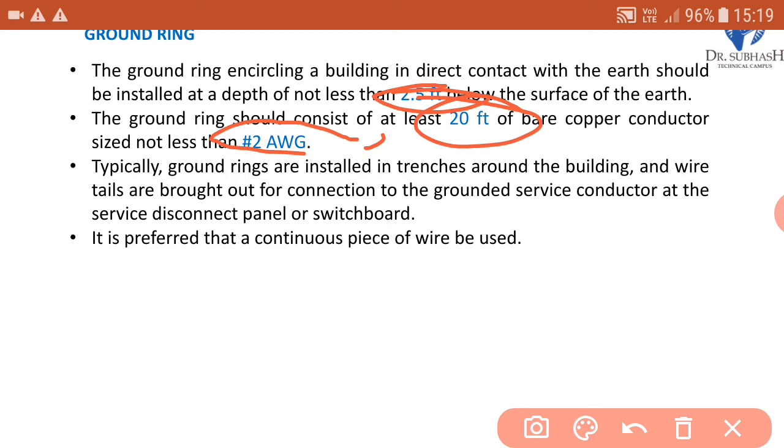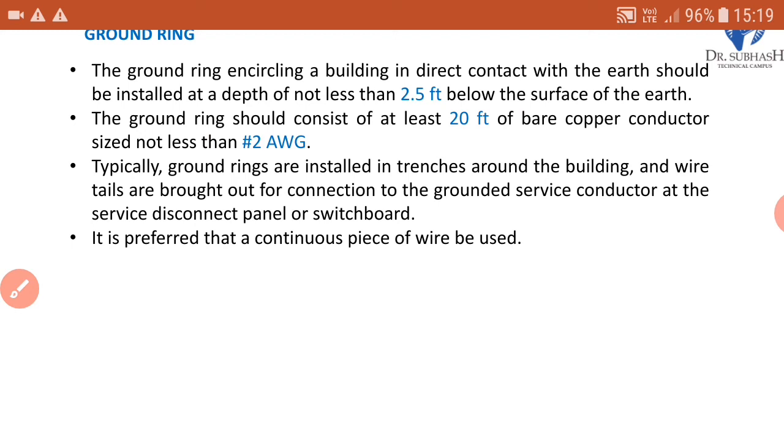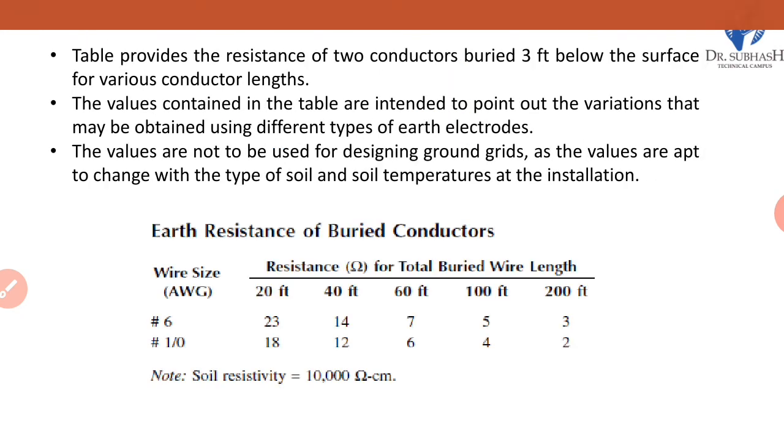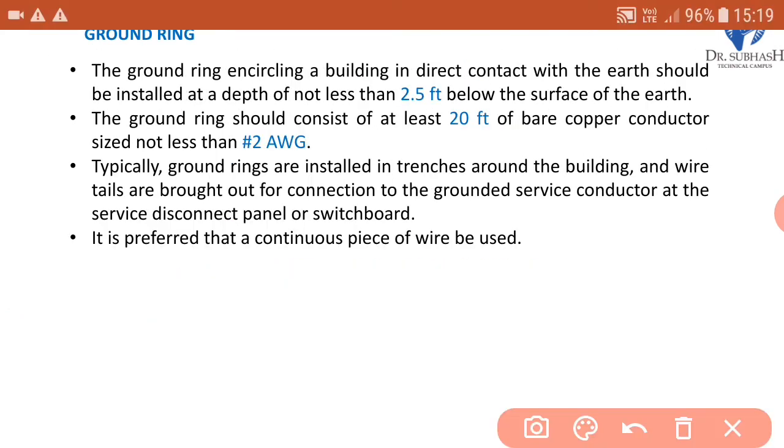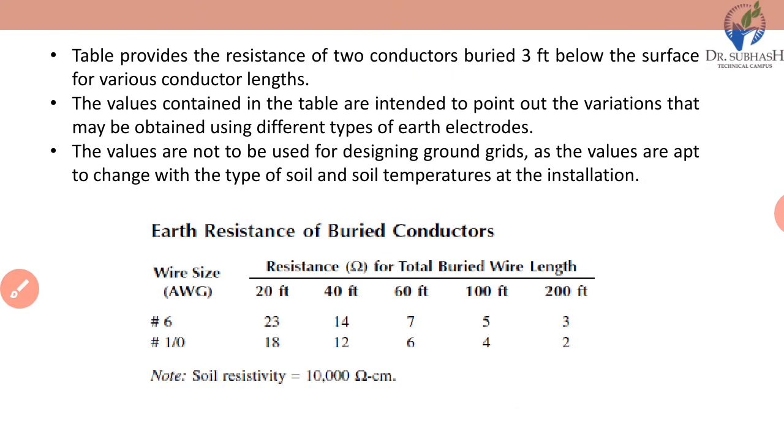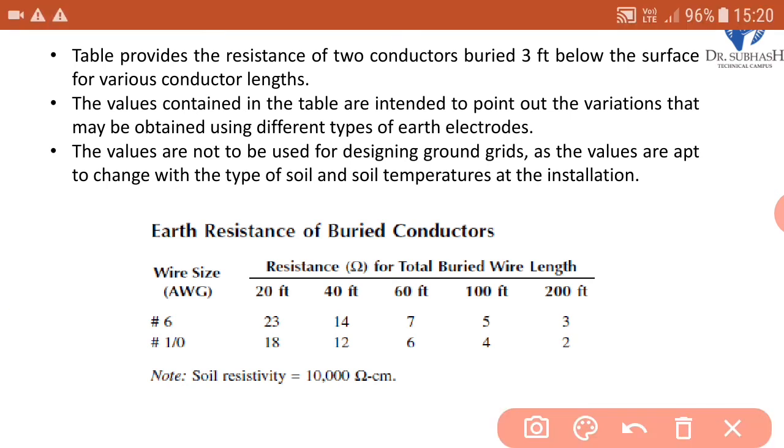Typically, ground rings are installed in trenches around the buildings, and wire tails are brought out for connection to the grounded service conductor at the service disconnect panel or switchboard. It is preferred that a continuous piece of wire be used. So it is preferable. The table provides the resistance of two conductors buried 3 feet below the surface for various conductor lengths.